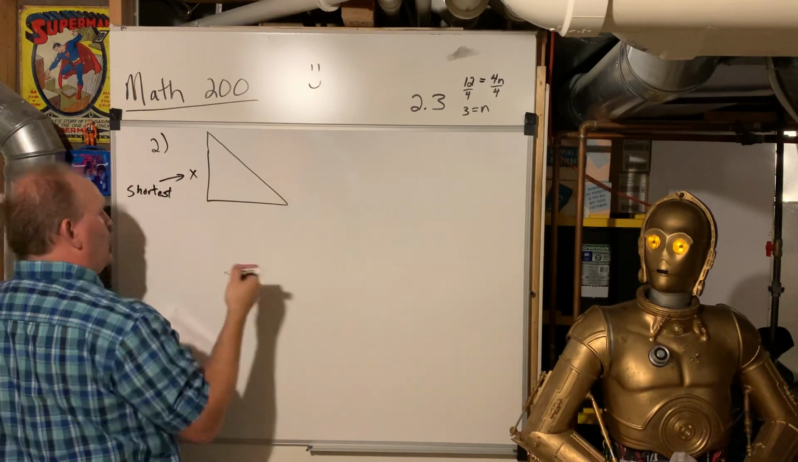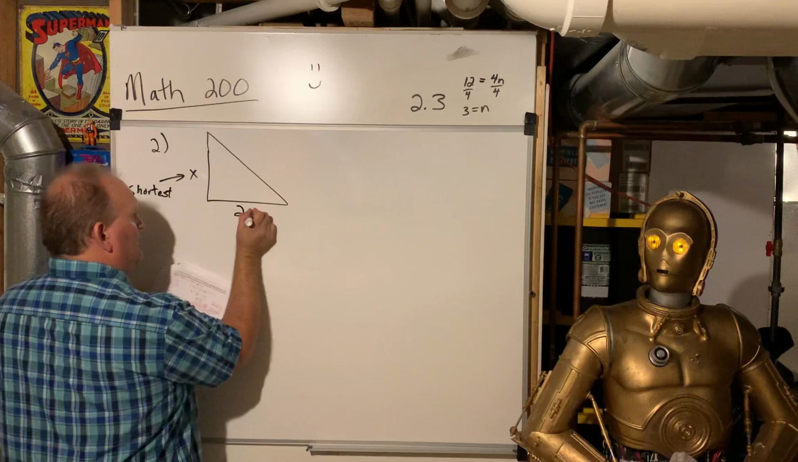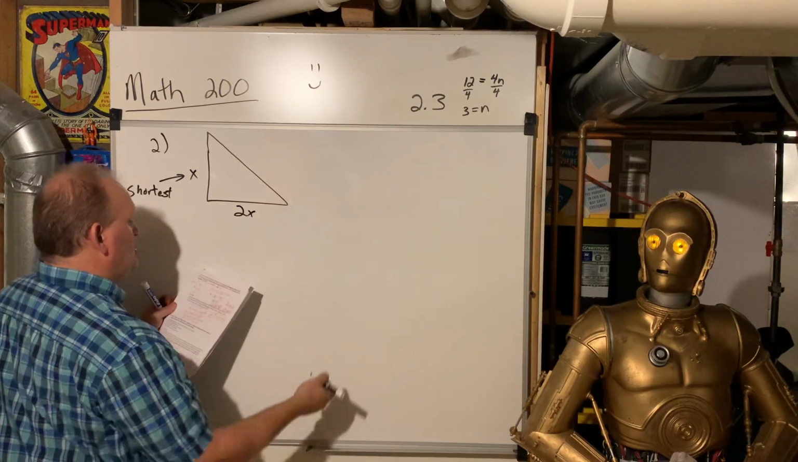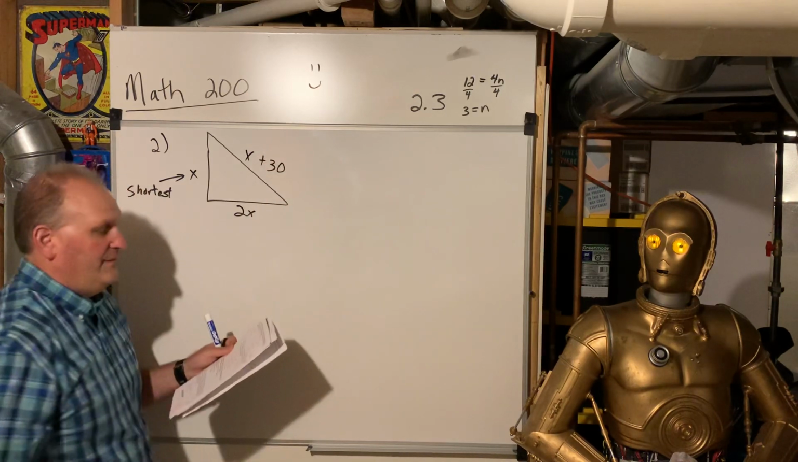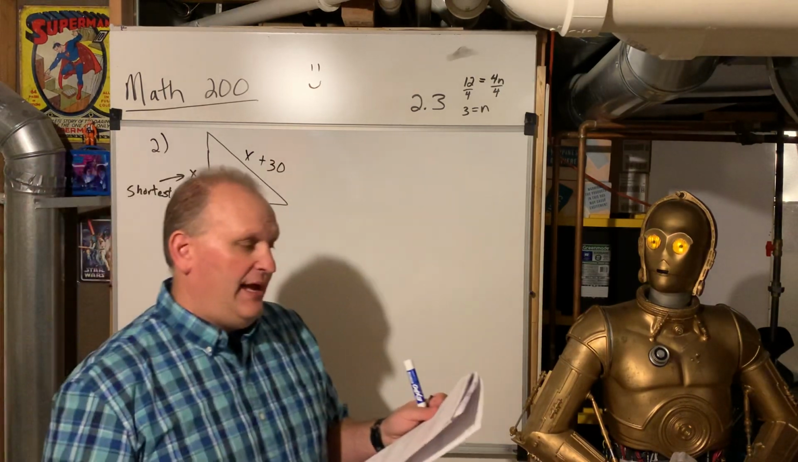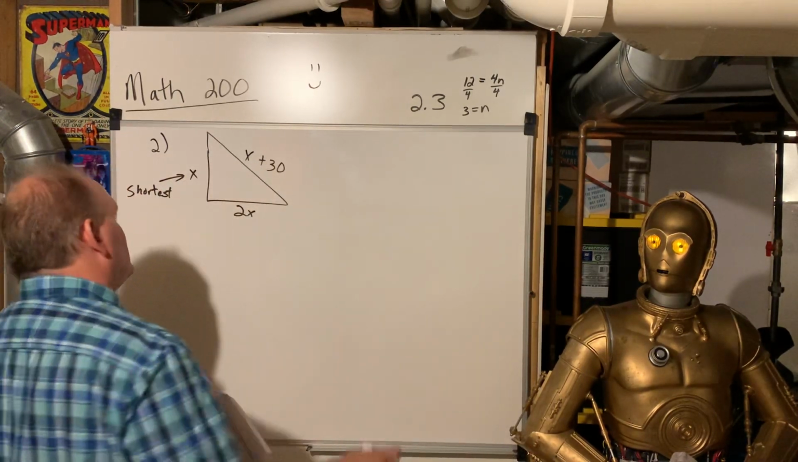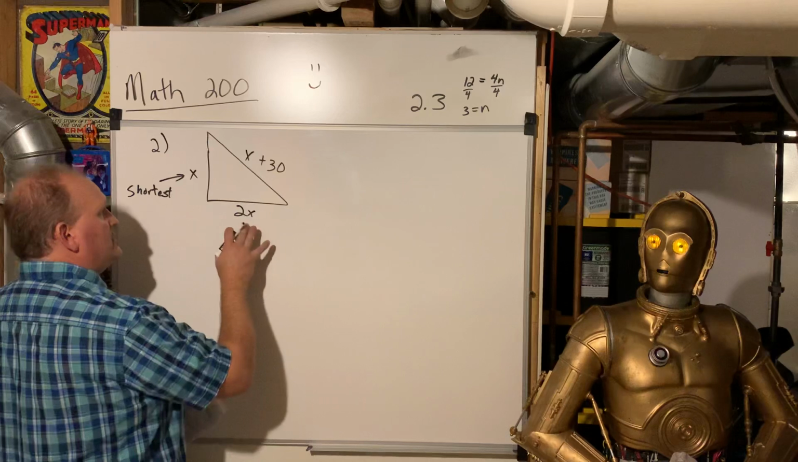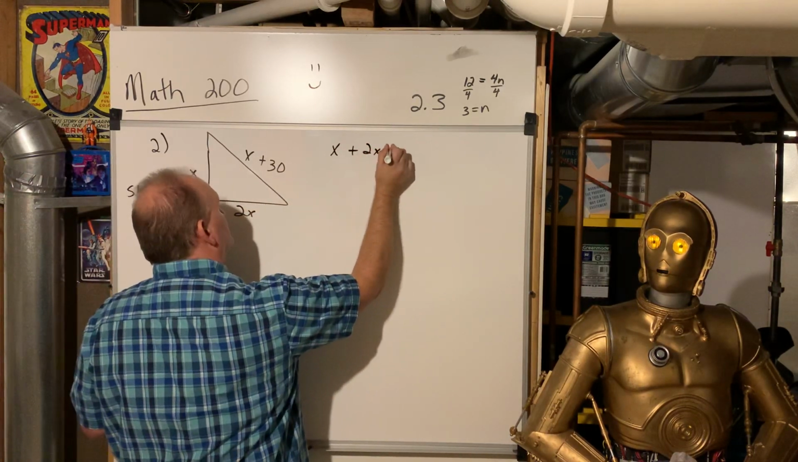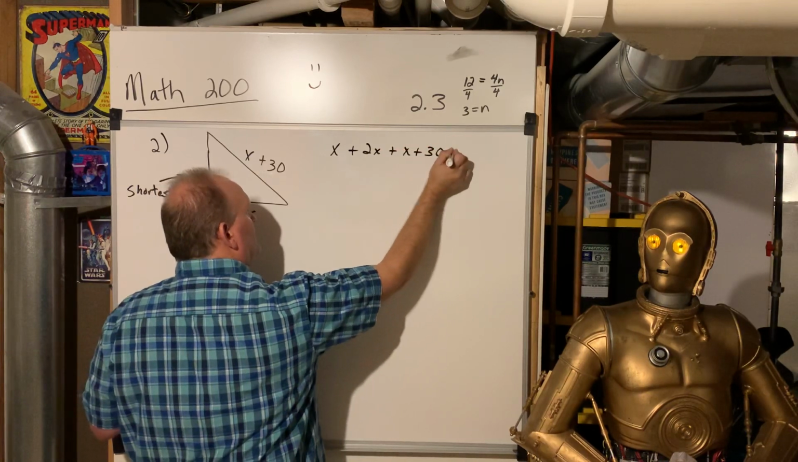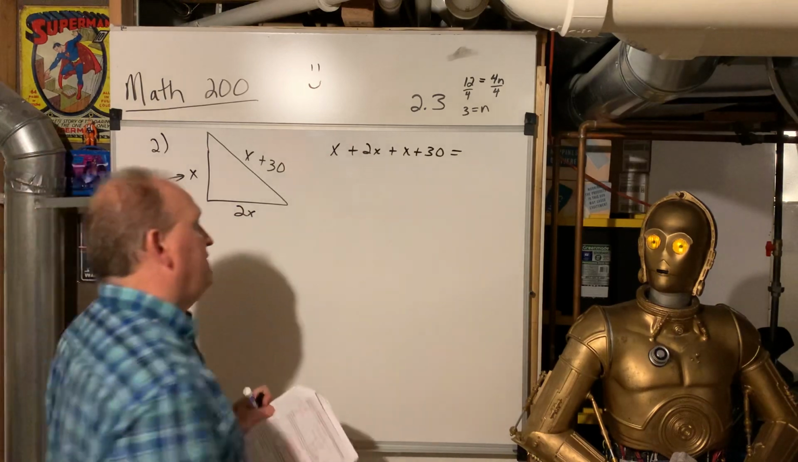And then they just said one side is twice that length, and the last side is 30 plus that length. 30 feet more than, so X plus 30, or 30 plus X, doesn't matter which one. And so now this one, we definitely would want to just say this plus this plus this. So X plus 2X plus X plus 30 is equal to the 102 feet.